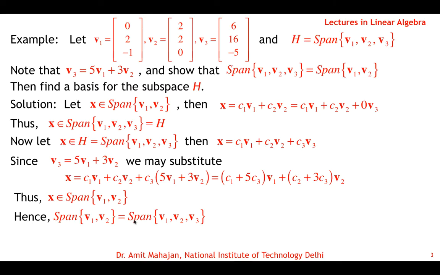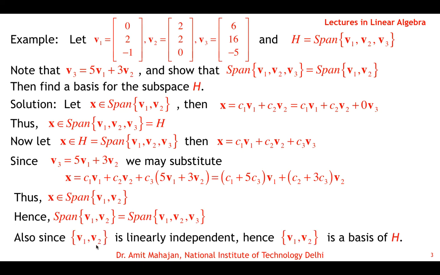Now what will be the basis for the subspace H? Okay, clearly because v1 v2 are two linearly independent vectors and they span H. Okay, so it becomes a basis. Okay, so since v1 v2 is a linearly independent set and these two vectors span whole of H, okay, because these spans are equal, so this set of two vectors is a basis for H. Okay, and because for basis we need a linearly independent set which spans that space.